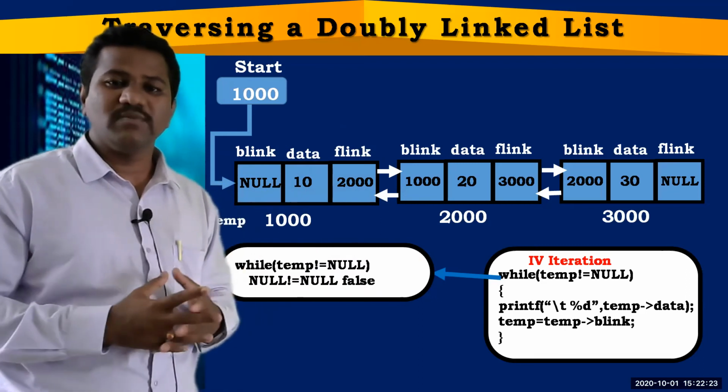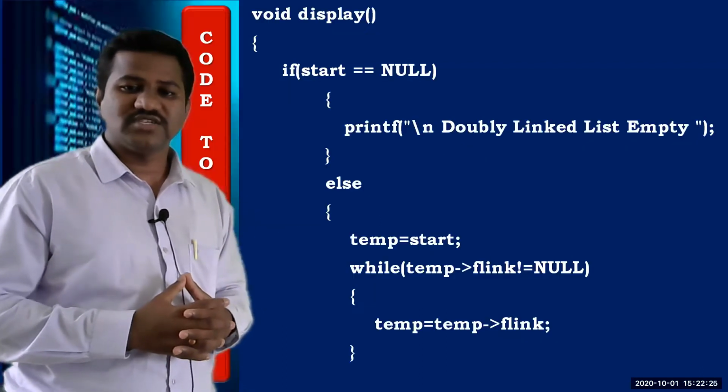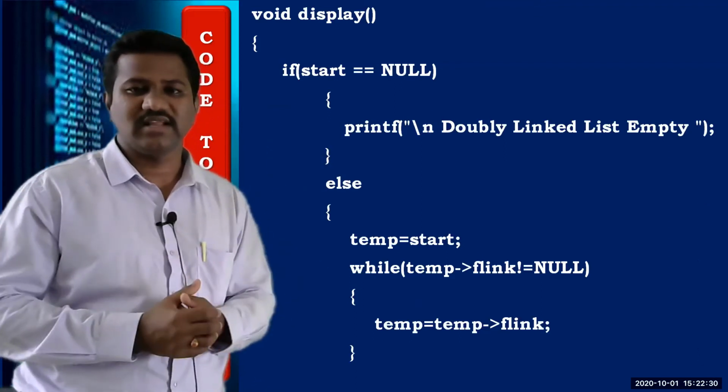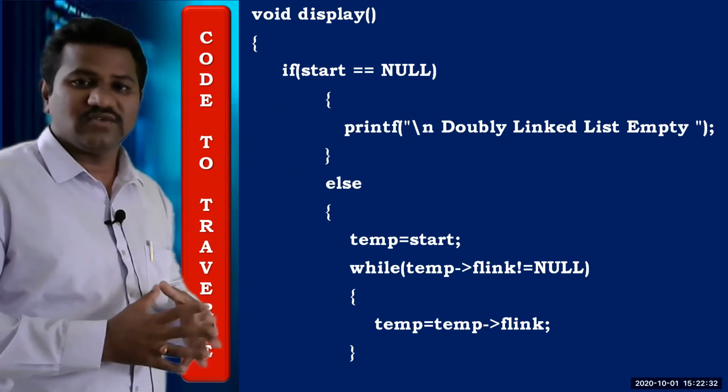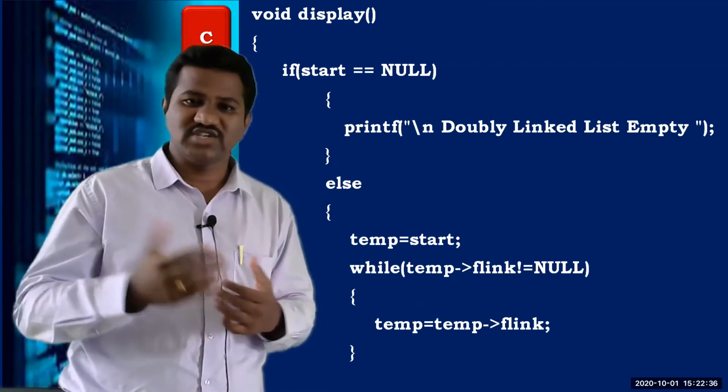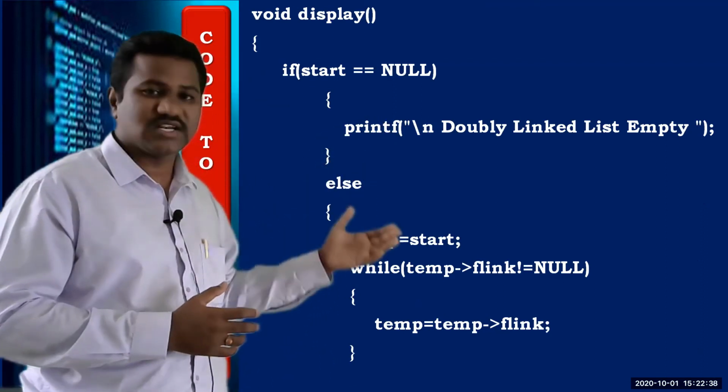So we'll be seeing the coding part of this function, right? So just have a look at this. Here I'm going to take the function name as display, or something you can take like that. And I'm going to check an if condition: if start equal to null, I'm going to print a message that the double linked list is empty.